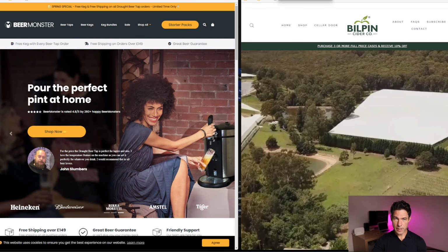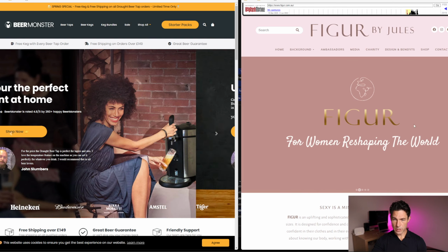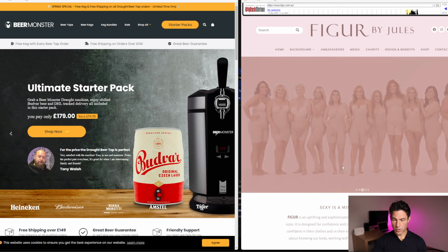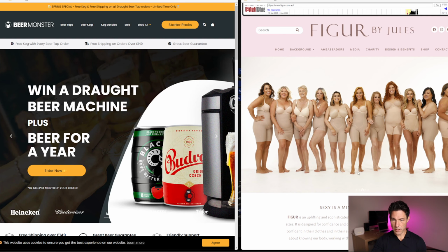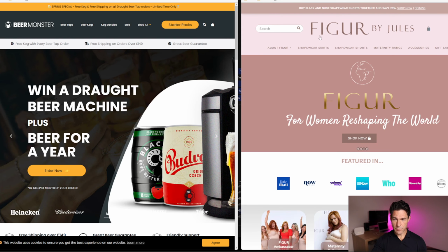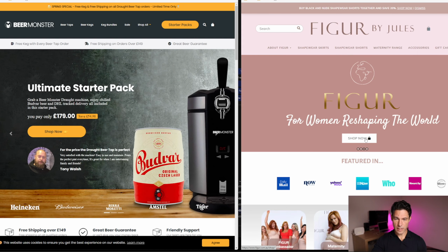I'll just show you another example of a before and after. So this is on the Wayback Machine, Figure by Jules. Before, they had a number of scrolling images for their shapewear, but there was no clear call to action. Now, if you look at the current version of their website, it's not perfect, but at least they now have a clear call to action so that people know where they can go to next.